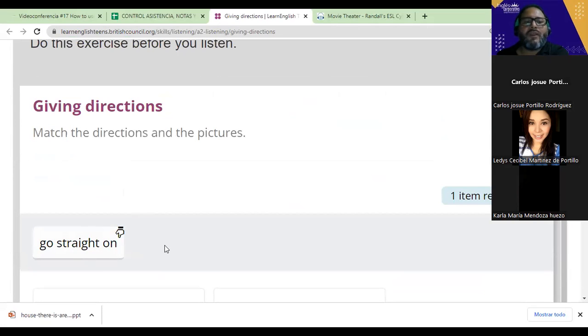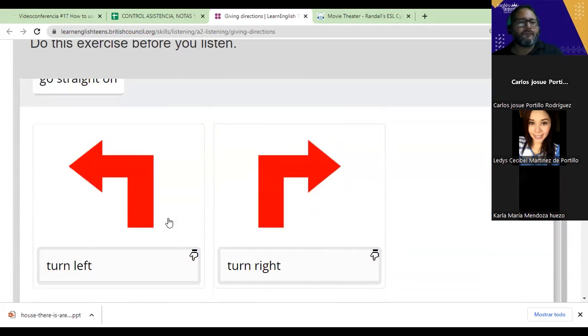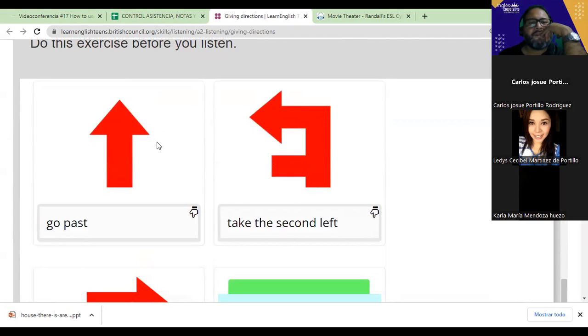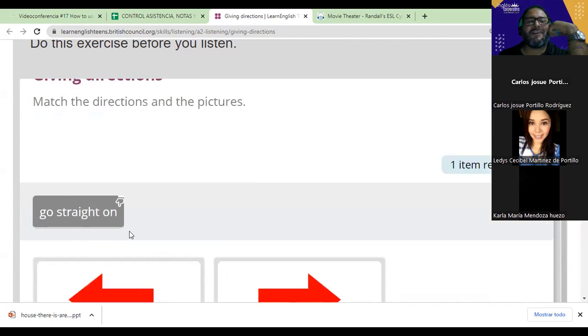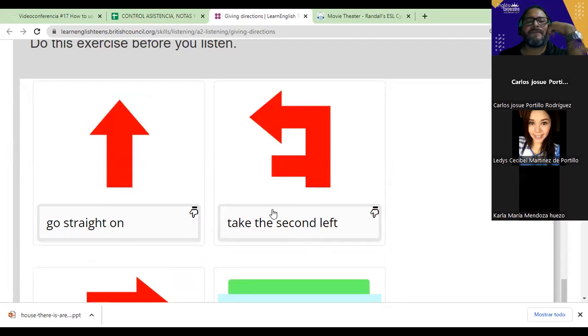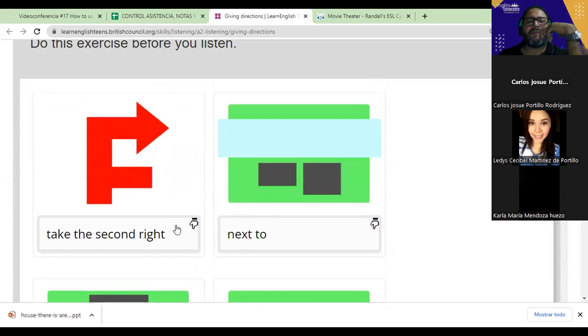Why don't you look for the meaning on the internet? Go straight on. Instead of going past, we need to have go straight on. This one, right? Go straight on now. Take the second left, no problem. Take the second right. I think we did it.